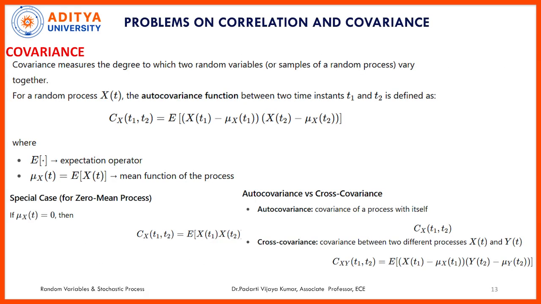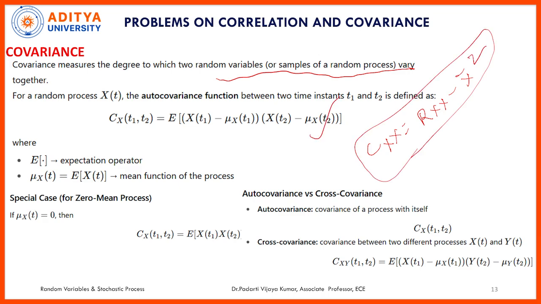Next, we will see the definition of covariance. Covariance is a measure of how much two random variables vary together. So, the covariance and the autocorrelation function can be related as Cxx is equal to Rxx minus x bar whole square. If you expand this one, we will get this kind of function.